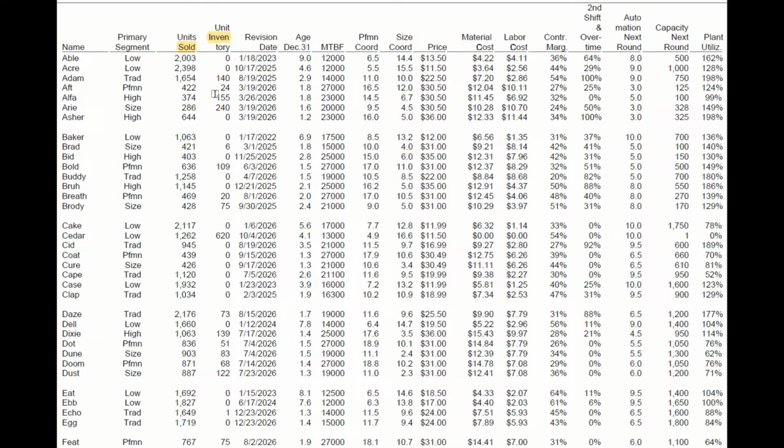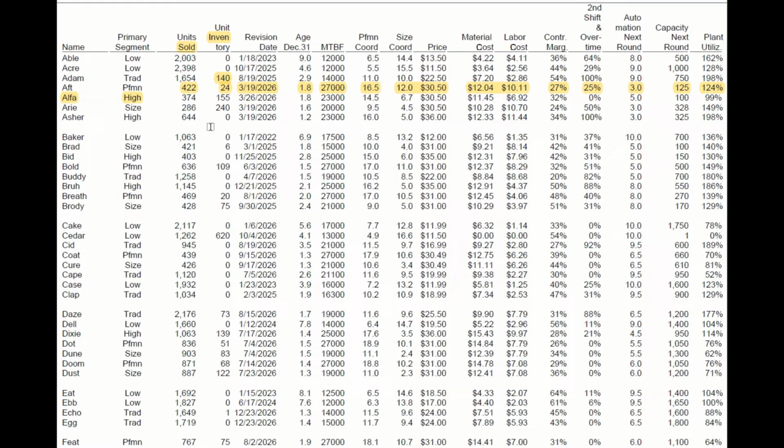As we discussed, the 10% rule is a good rule of thumb. What the 10% rule tells us is that the remaining inventory should be 10% or less of what was sold. If we take a look at Adam, in this case, it sold 1.6 million units and has 140,000 left in stock. That is within the 10% rule, and as a result is very good. Let's take a look at AF. AF sold 422,000 units and has 24 units left in stock.